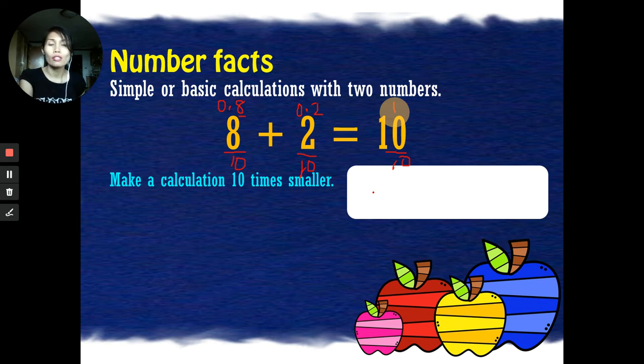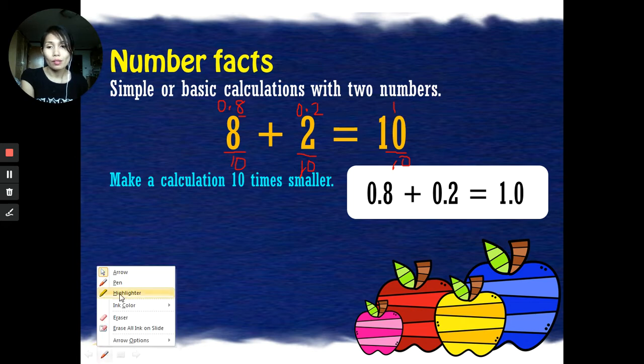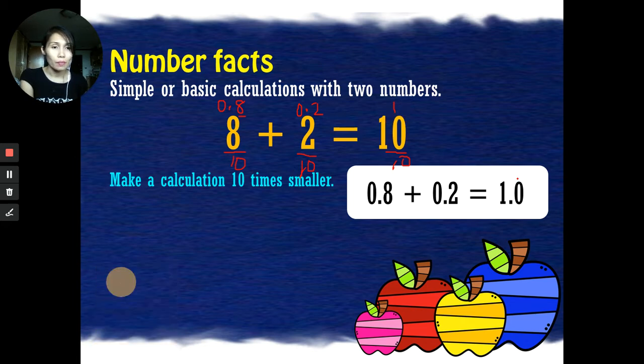So let's see here if our answer is correct. 0.8 plus 0.2, or 8 tenths plus 2 tenths, equals 1. If the number after the decimal point is 0, you can simply erase that. So that's just 1. Okay, so here's the trick.